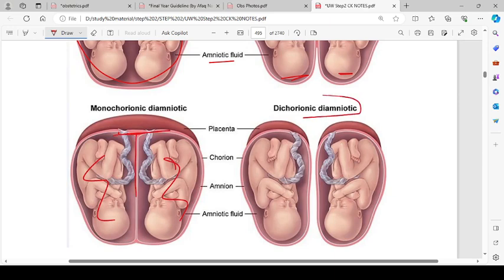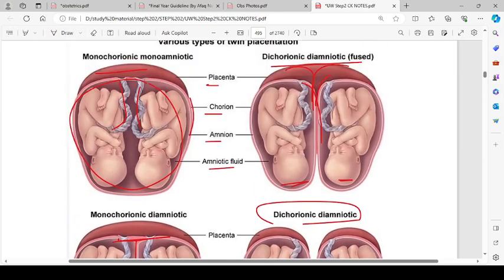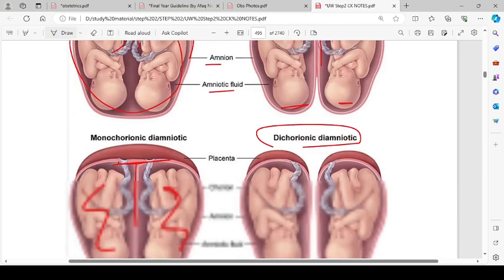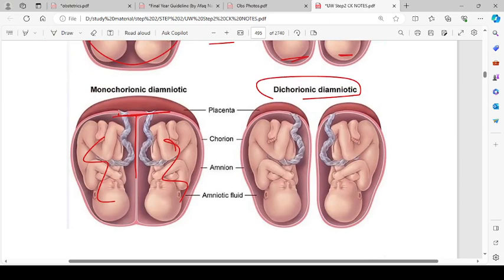And dichorionic diamniotic can also give a picture like this. This is dichorionic diamniotic fused, and there are separate ones which may be attached at different locations of the uterus, and they look something like this. They don't make a lambda sign, they are just two separate fetuses, each with placenta, chorion, amnion, and amniotic fluid, and you can see that.